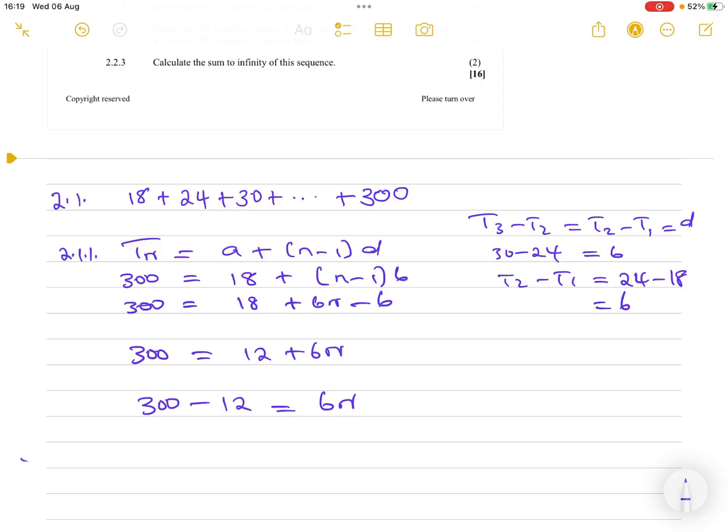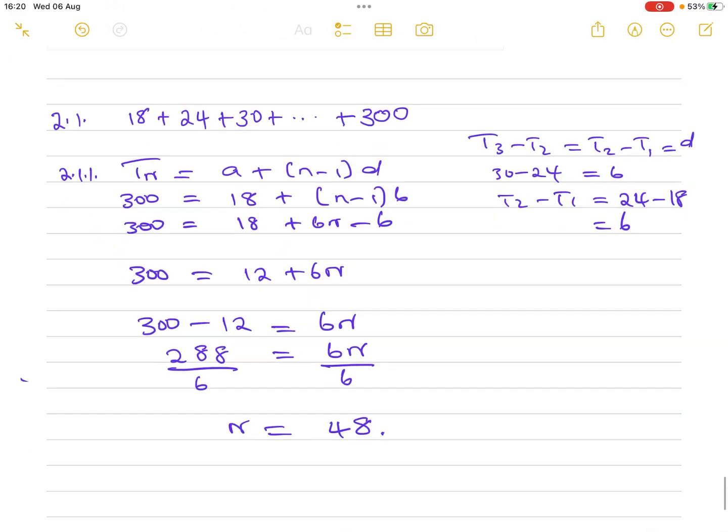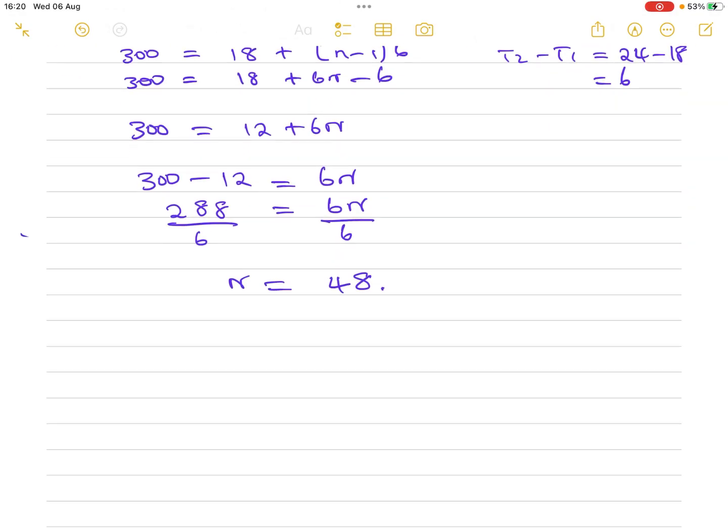It was positive 12, and to the other side it becomes minus 12. So now I have 288, which is equal to 6n, and then I divide both sides by 6. Then n is equal to 48. So this is the value of n that we are looking for, which is the number of terms. That means we have 48 terms in this series.